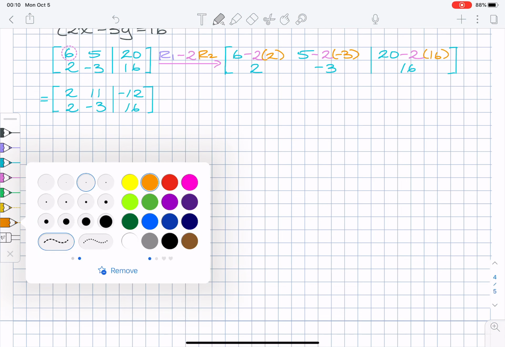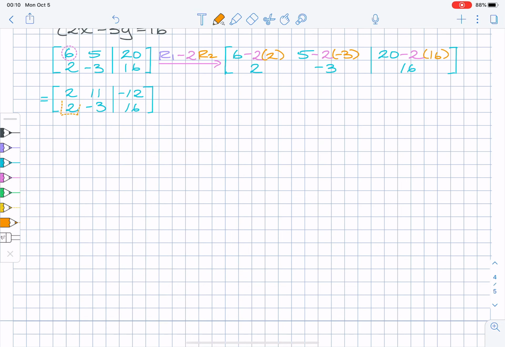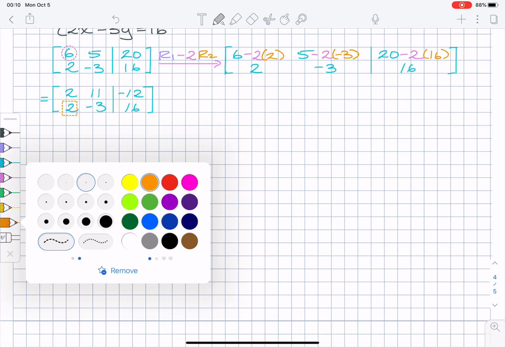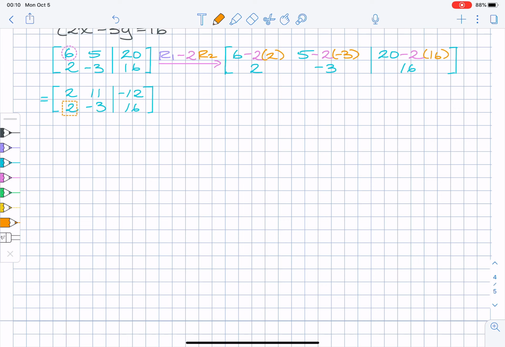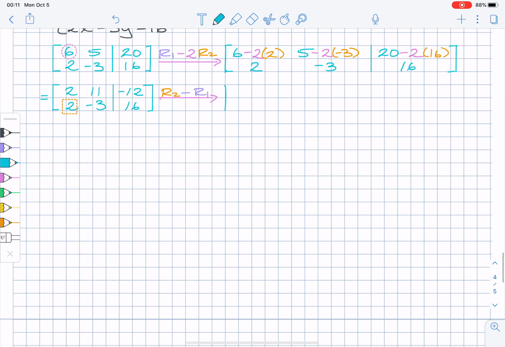Maybe I can get at least the 0 here. Can I get the 0 there, if nothing else? Well, yeah, because if I say, okay, row 2 minus row 1, that should get me the 0 there, and maybe that'll help. Then maybe I could go back later and get that to be a 1 in that first spot.